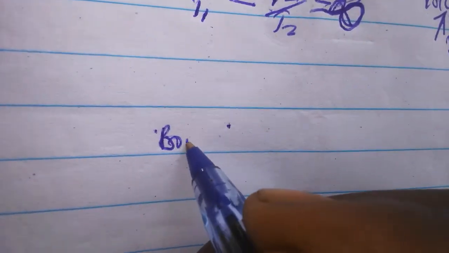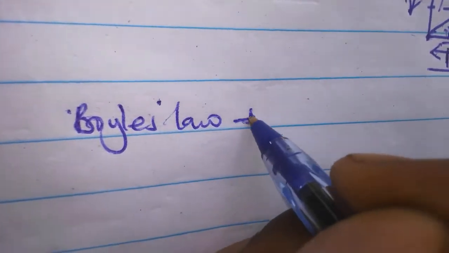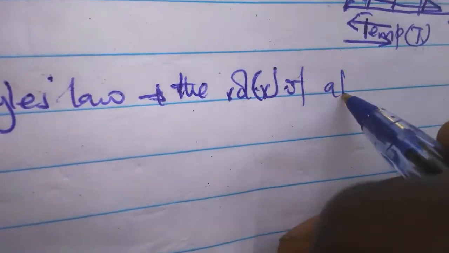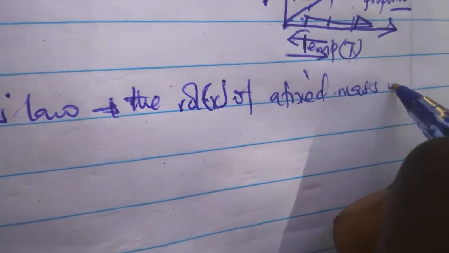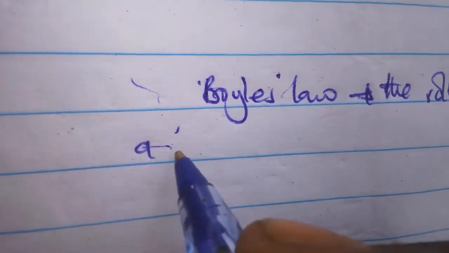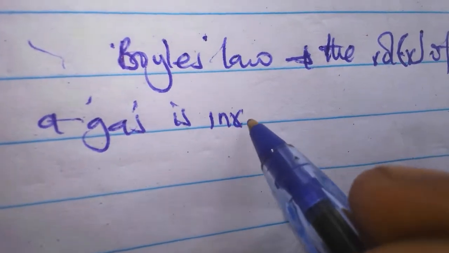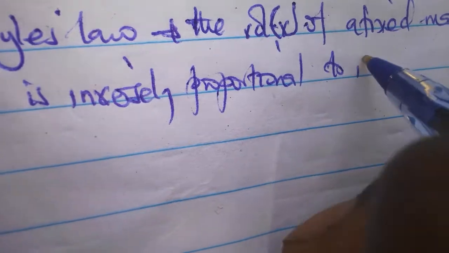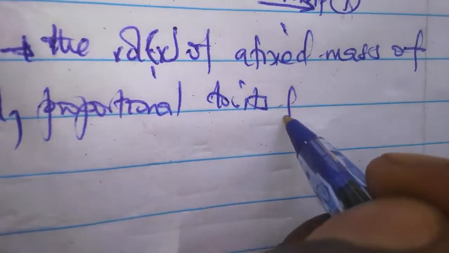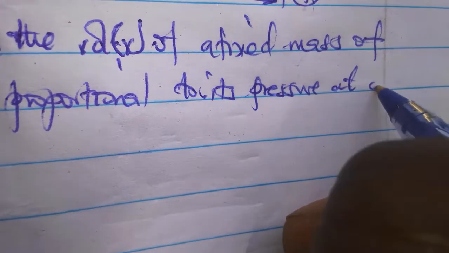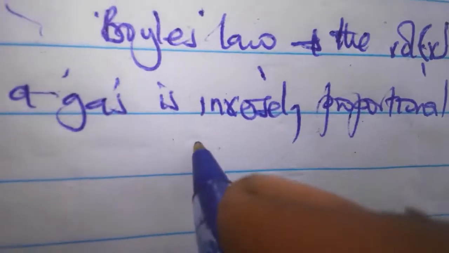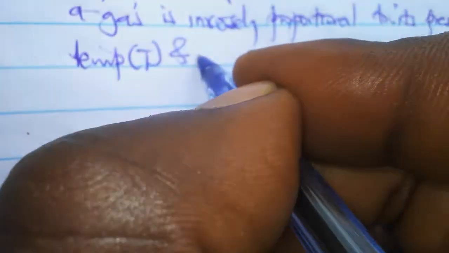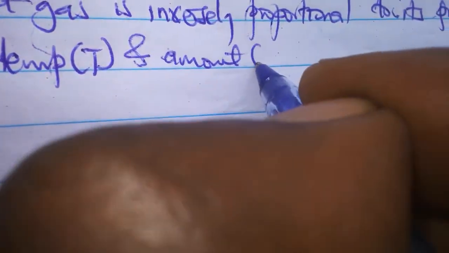But then when we go to Boyle's law, it states that the volume of a fixed mass of a gas is inversely proportional to its pressure at constant temperature and number of moles or amount of a gas.